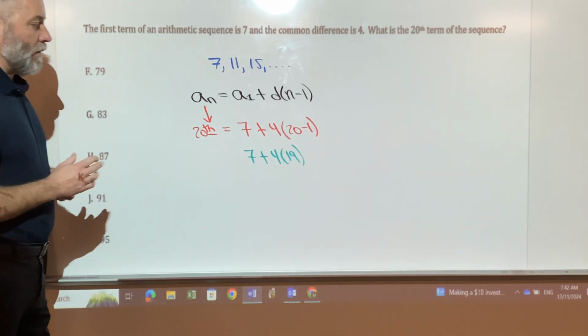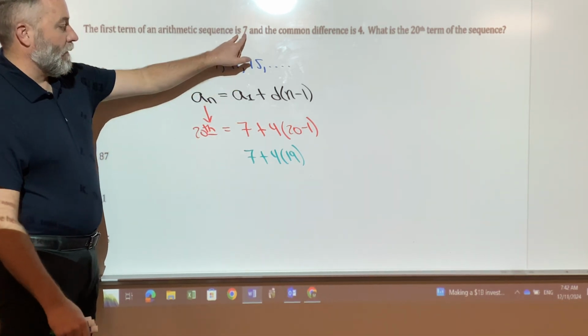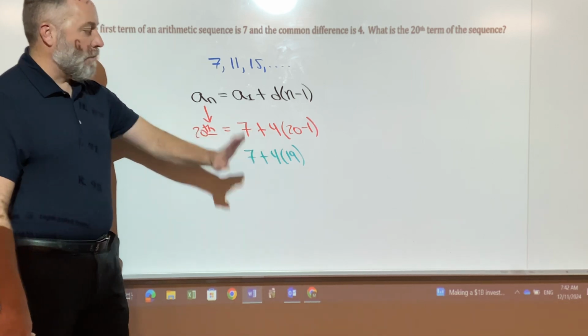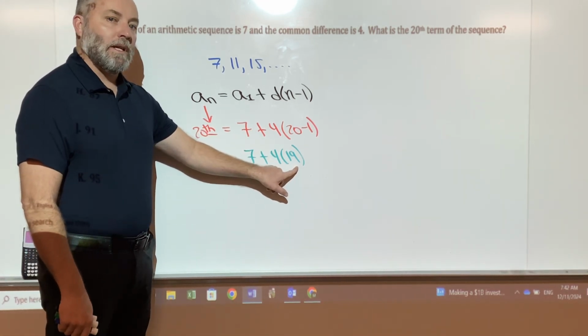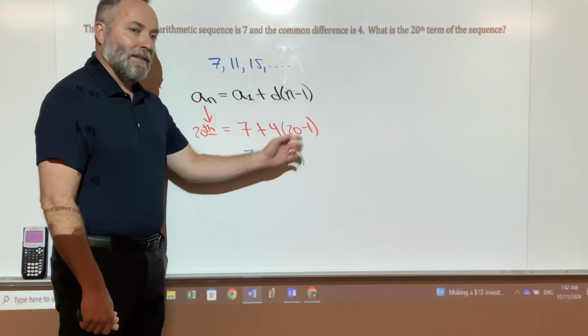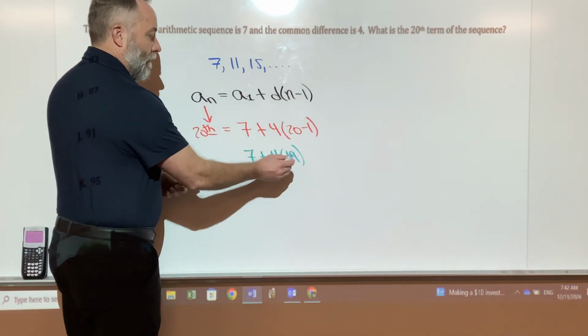And really the reason why this works, which makes sense of the formula, is we start at 7, the first term. We're going to add 4. How many times? 19 more times to get to the 20th term. Because this is the first one. We need 19 more to get to the 20th. So we just can multiply 4 by 19.